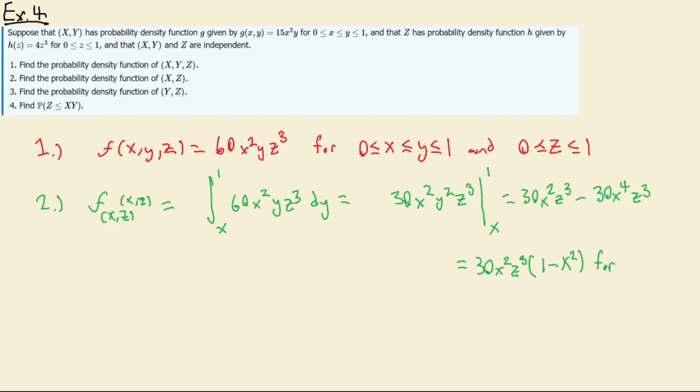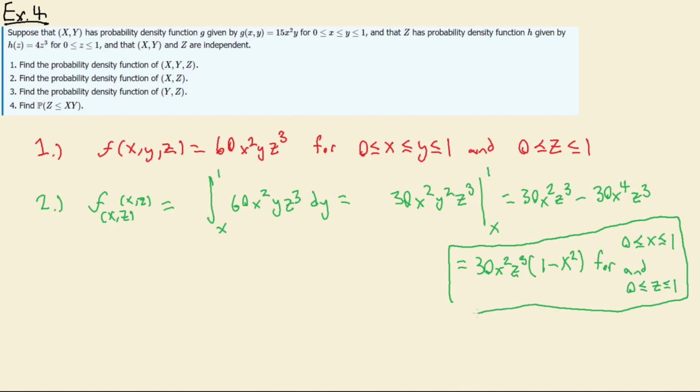And this is going to be for x ranging from 0 to y, where y is upper bounded by 1. So we have 0 less than or equal to x less than or equal to 1. And z is going to be on the same interval, so 0 less than or equal to z less than or equal to 1. So this is our marginal probability density function for x and z.